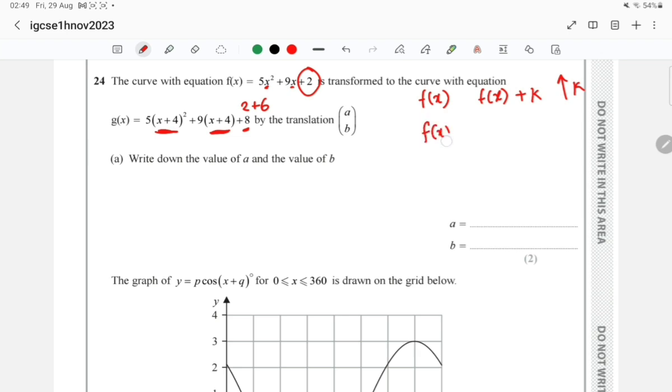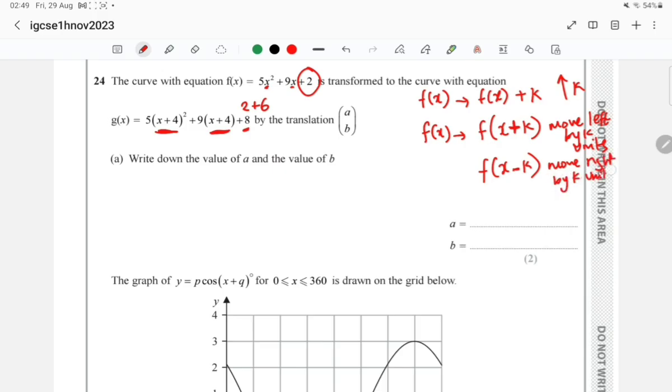Now, if I had my f of x, and now my f of x became f of x plus k. So the x itself has been changed to x plus k, instead of taking the function and then adding k as it was in the first case over here. So in this case, what we will do is we will move to the left or to the right. If I have a plus, I will move to the left by k units. So f of x minus k, if I had a negative, I would move to the right by k units.